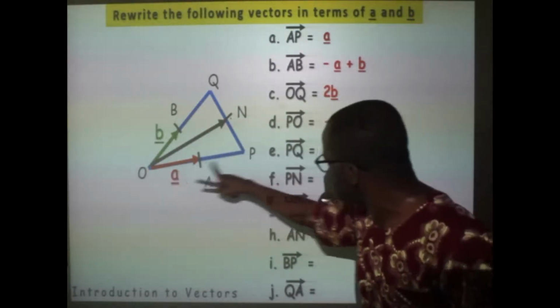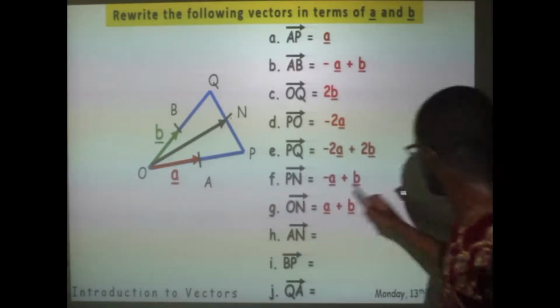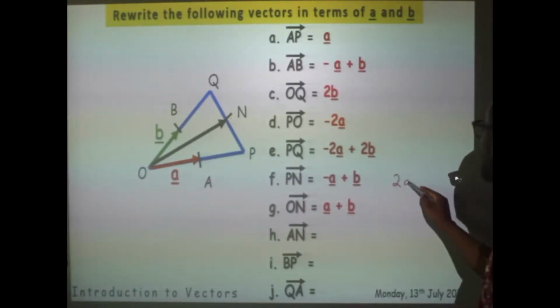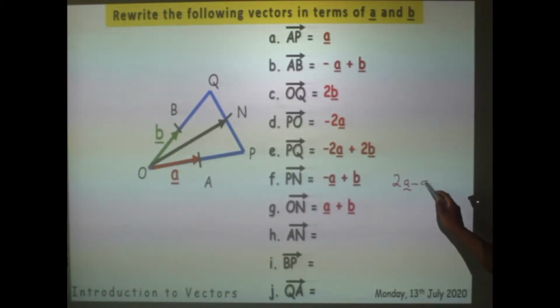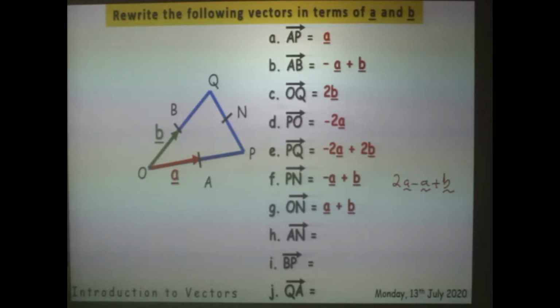ON is OP and OP is 2A plus PN. Look at PN. PN is minus A plus B. Now 2A minus A gives you A plus B. Okay, and then AN.